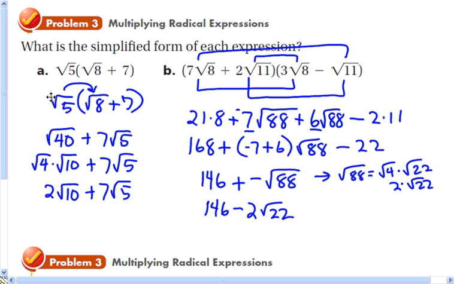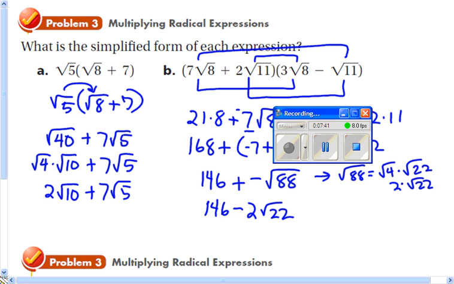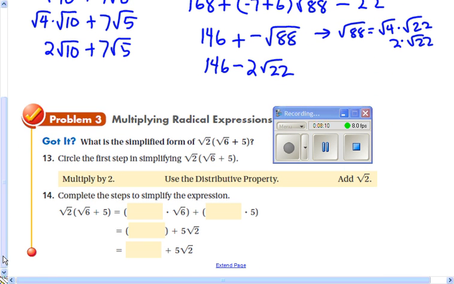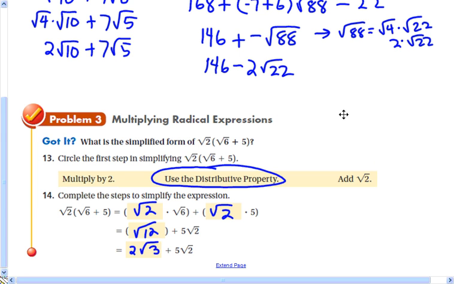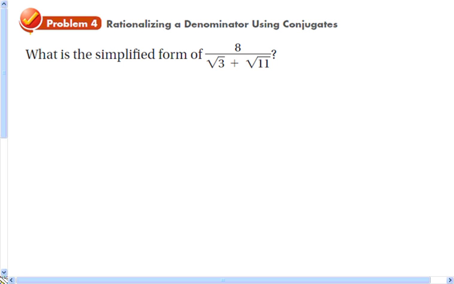All right, I'm going to pause here. You can try the next problem. Sorry about that long pause. So here's going to be a new one.